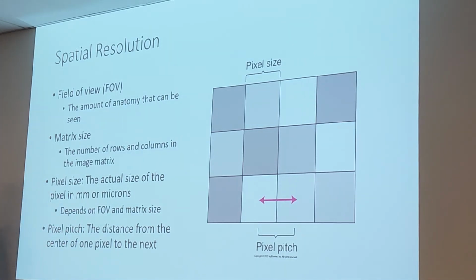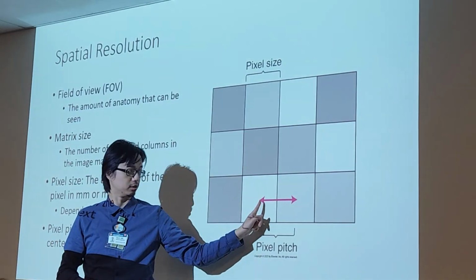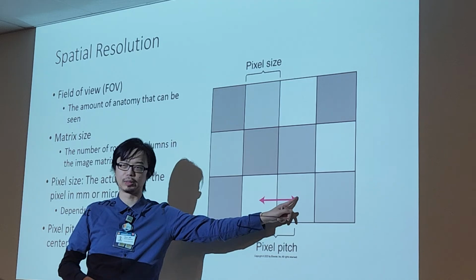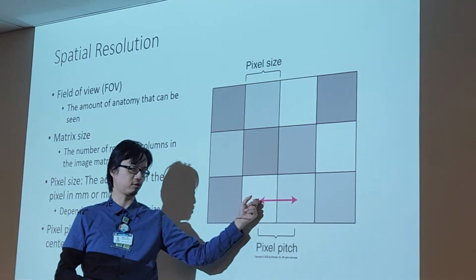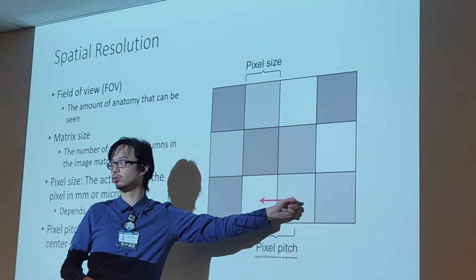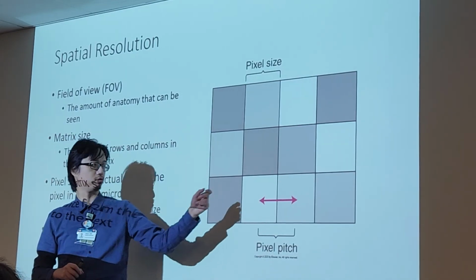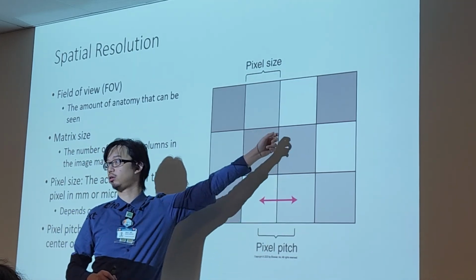We also have one more new vocabulary term here, pixel pitch. The distance from the center of one pixel to the next pixel. So the distance between two adjacent pixels, center of pixel A to center of pixel B. Remember, pixels are square, so it doesn't matter which way we're going. The distance should be the same in all directions.